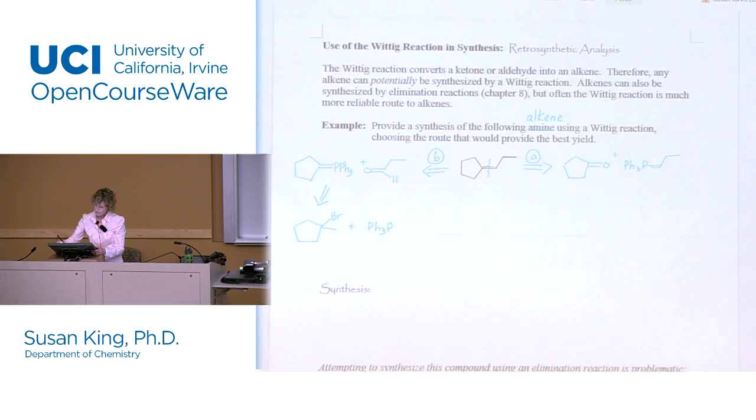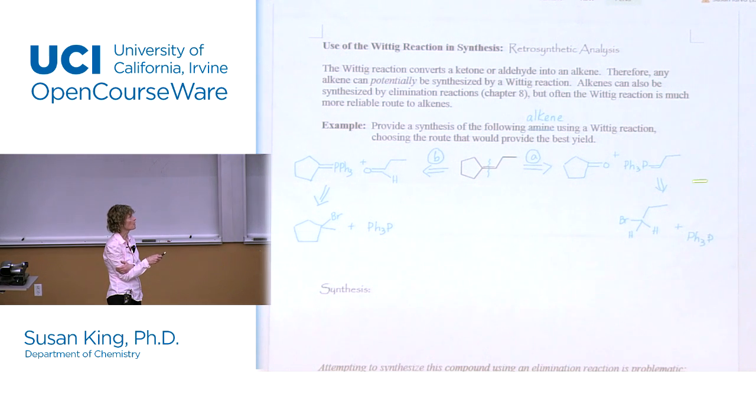If we were going to use this strategy, strategy A, we would make this Wittig reagent from this alkyl halide and triphenylphosphine. And what we want to do is choose the strategy that's going to give us the best yield. What do you think? Which strategy would give you the best yield, A or B? A, because?